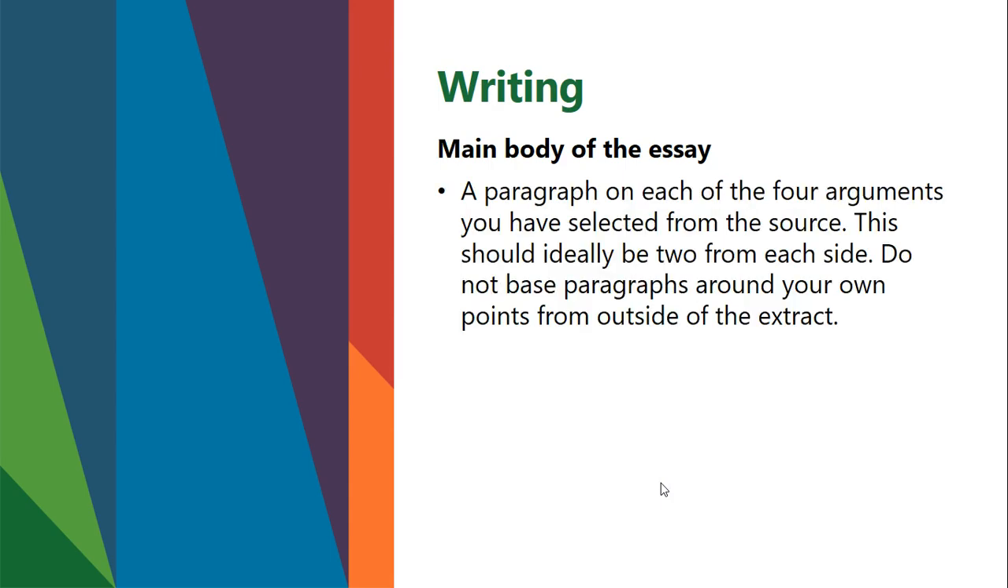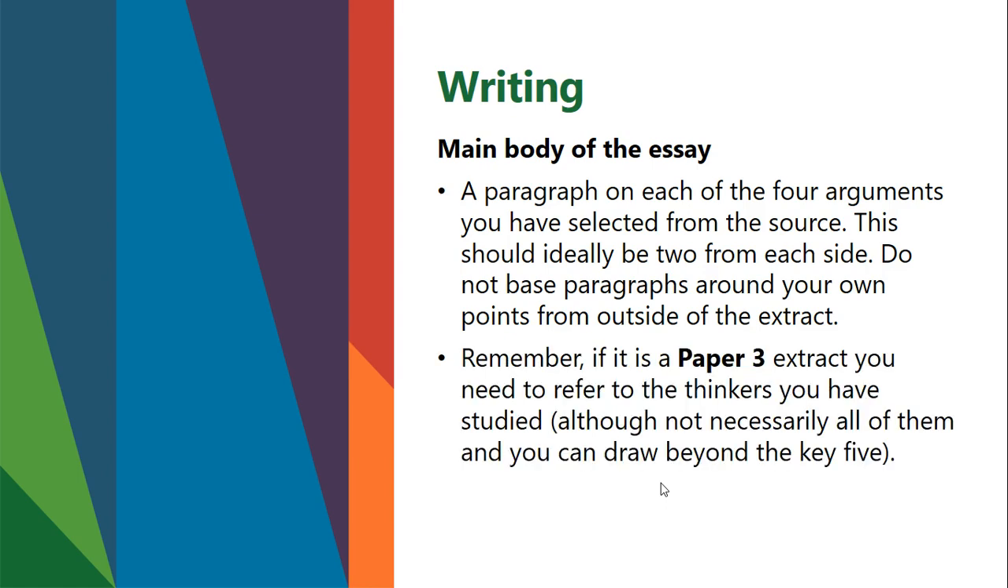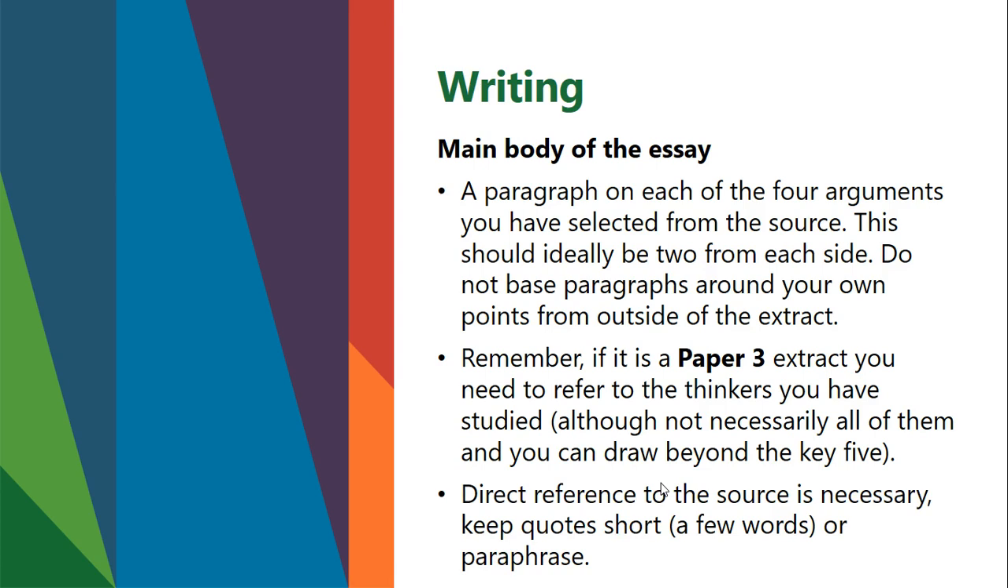You should have a paragraph for each of the 4 arguments you've selected from the source. This should ideally be 2 from each side. Do not base them around your points of view, only what is in the extract. And remember, if this is a paper 3 extract, ideologies, you need to refer it to the key thinkers you've studied. Not all of them, and you can go beyond the key 5, but you need to make sure you link it to at least 1 or 2 of them from the 5 that we study.